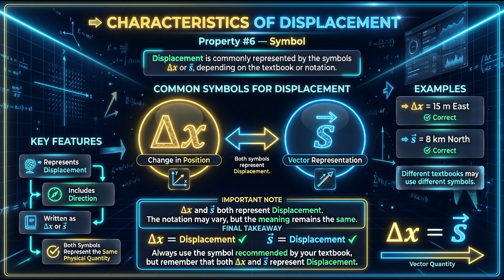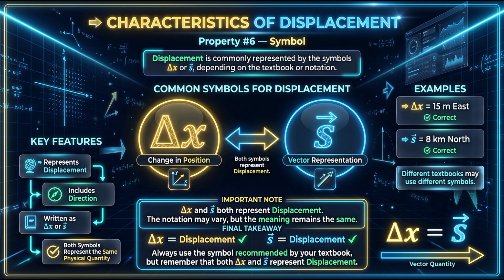In many other physics and engineering textbooks, displacement is represented by the symbol Δs, which is the letter S with an arrow above it. The arrow is very important because it shows that displacement is a vector quantity. A vector quantity always has both magnitude and direction. Whether a textbook uses Δx or Δs, both symbols represent the same physical quantity, which is displacement.